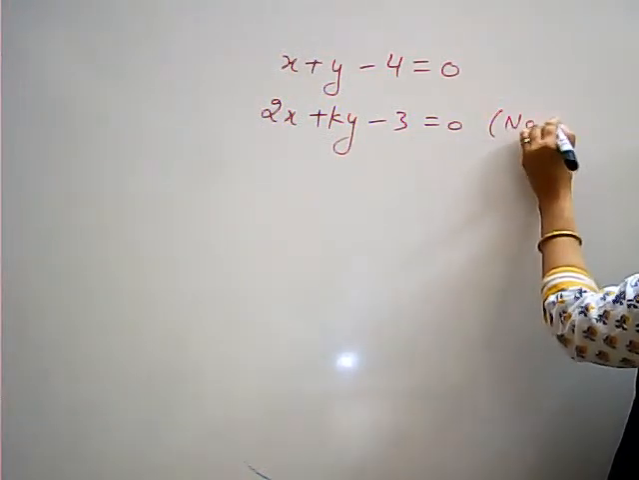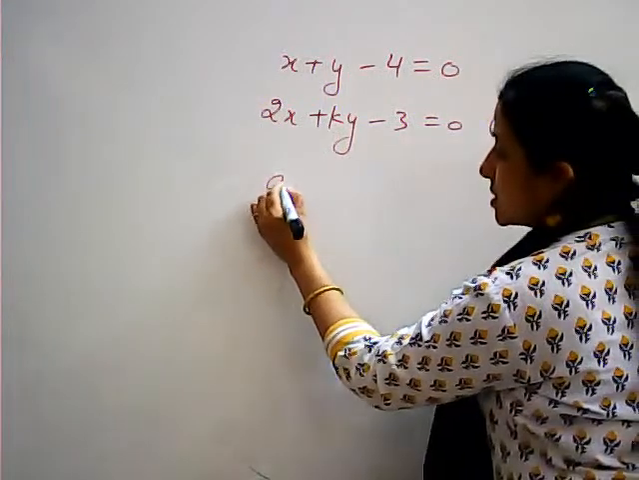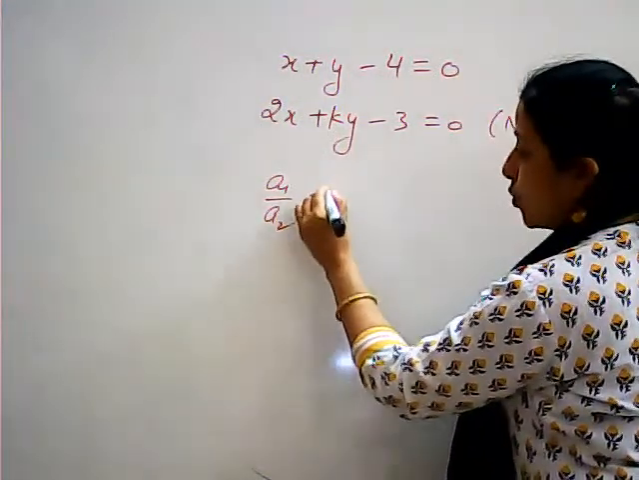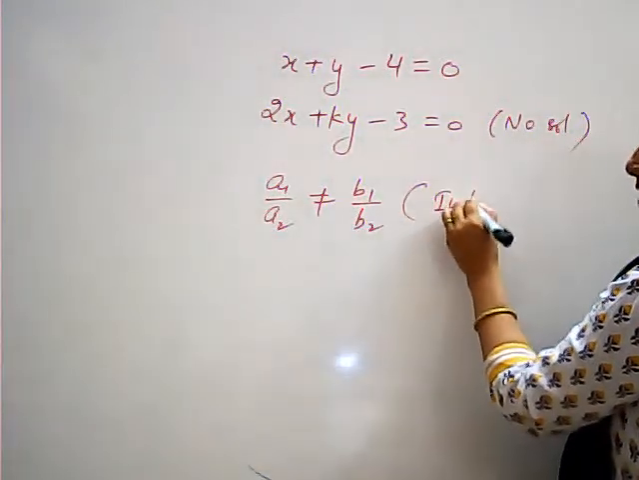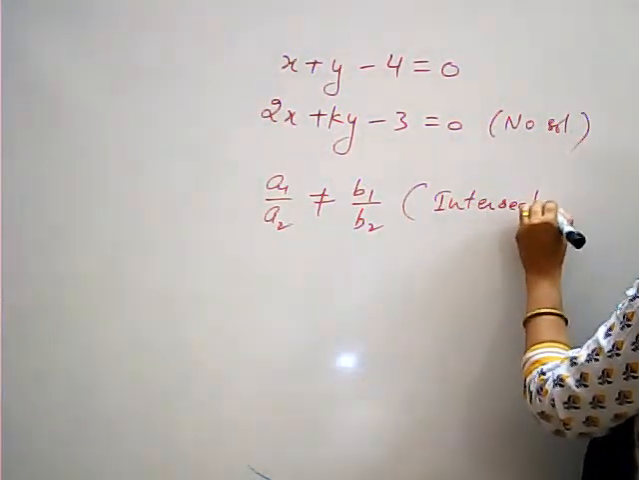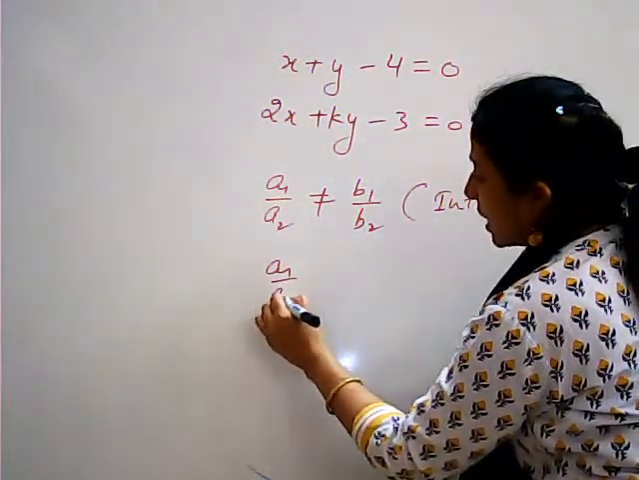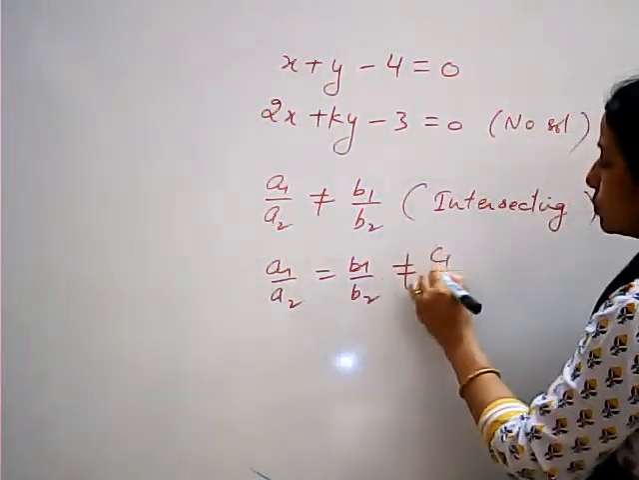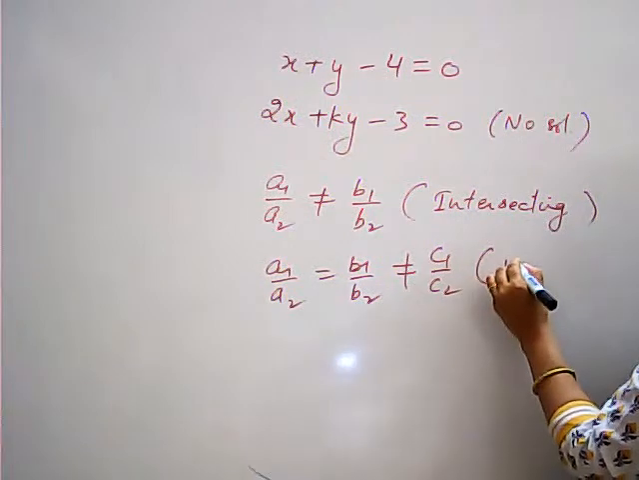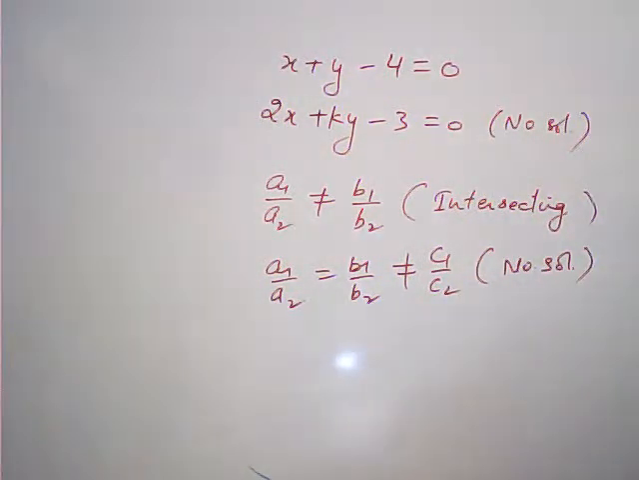So first you need to know what are the conditions for this. So the first condition is a1 over a2 not equal to b1 over b2. That is the condition for intersecting lines, or you can write when the solution is a unique solution. Okay, so a1 over a2 is equal to b1 over b2 is not equal to c1 over c2. That is the condition for no solution, when the lines are parallel.